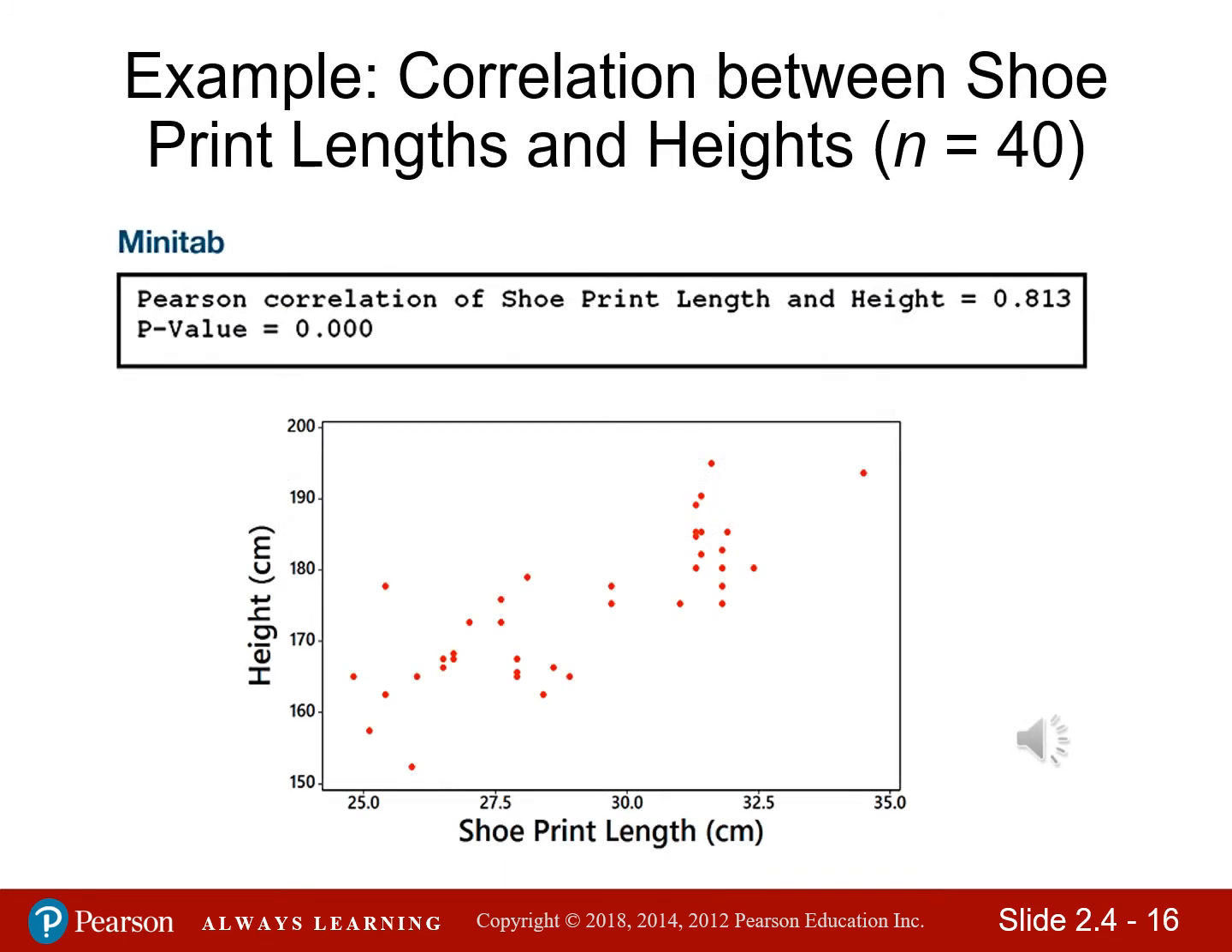Now let's look at the same comparison between shoe print lengths and the heights of males. But this time, the researchers took the measurements from 40 subjects. In this scatter plot, there does seem to be a distinct pattern. In other words, as shoe print lengths increase, the heights of the male subjects also tend to increase.